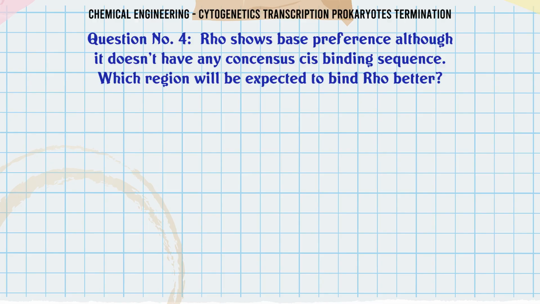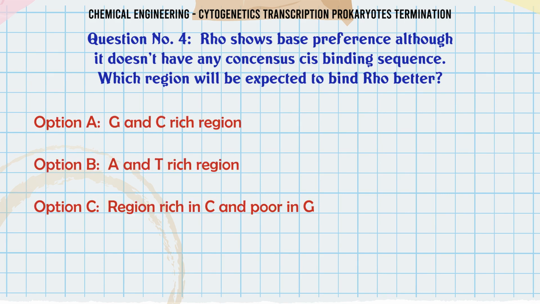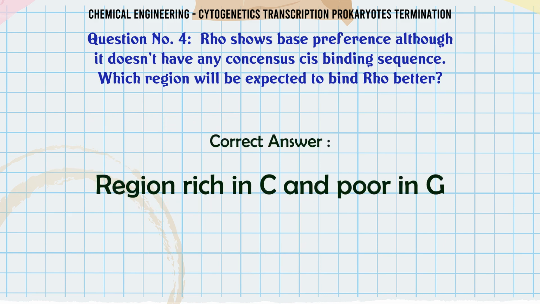Rho shows base preference although it doesn't have any consensus cis binding sequence. Which region will be expected to bind Rho better? A G and C rich region. B A and T rich region. C region rich in C and poor in G. D region rich in A and poor in T. The correct answer is region rich in C and poor in G.